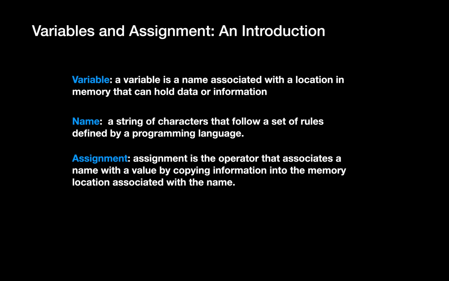So to summarize, a variable is a name associated with a location in memory that can hold data or information. A name is a string of characters that follow a set of rules defined by a programming language. And finally, assignment is the operator that associates a name with a value by copying information into the memory location associated with the name. So now you can continue on to the next videos, which talk a little more about how we can use assignment and symbol tables to start to write programs.